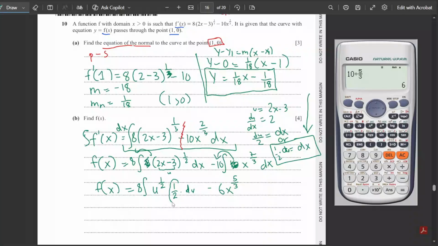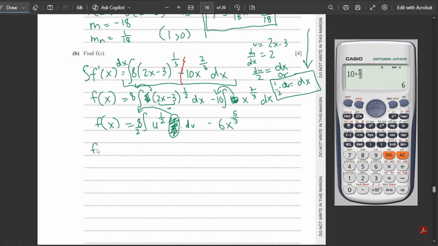Now this thing is a constant, so I can pop it outside of the integral. So it's going to be 8 by 2. And then I can basically keep on integrating this. 8 divided by 2 is going to give me 4. U has a power of 1 by 2. We could do 0.5 plus 1, that's going to give us a power of 3 by 2. So we're going to have an answer of u raised to the power 3 by 2 divided by 3 by 2, minus 6x raised to the power 5 over 3. And what we can do over here is find out what 4 divided by 3 by 2 is going to be. So that's going to be 8 by 3.